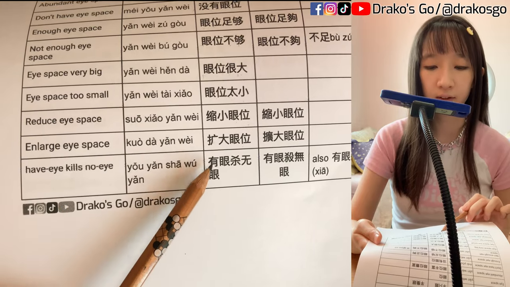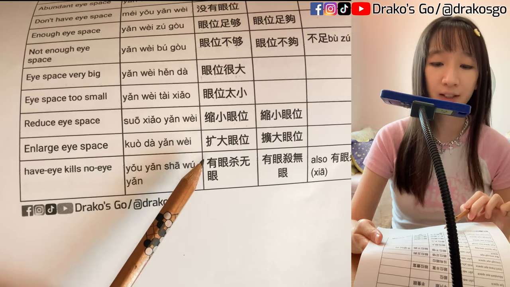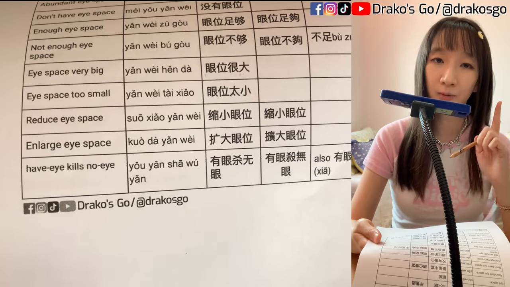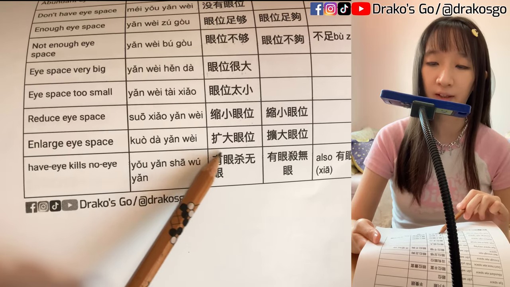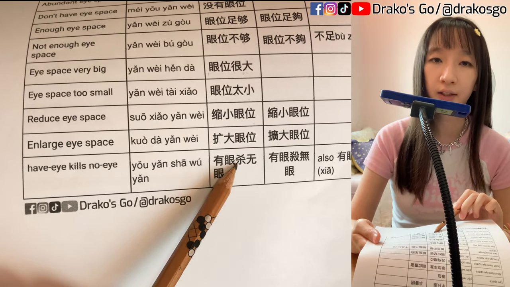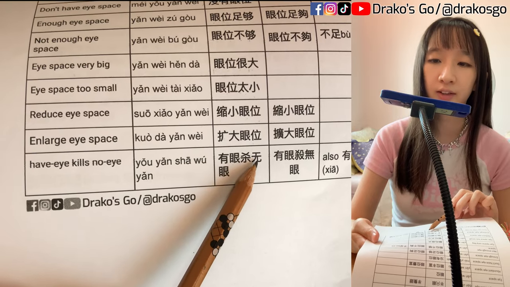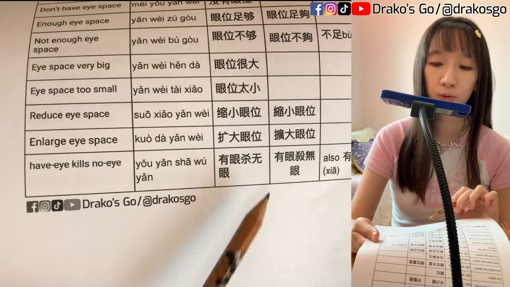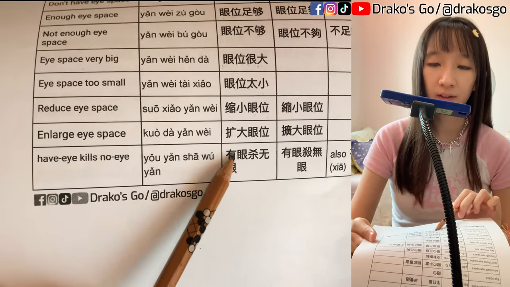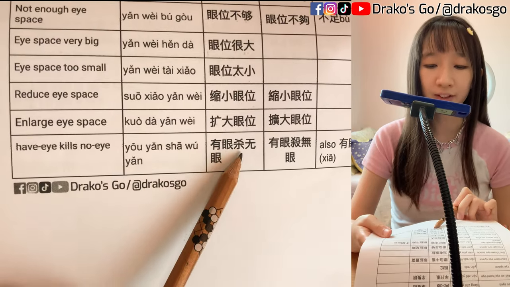And let's look at this first. 有眼, 有, just now we learned 有 is to have, right? If I say 黑棋有眼 or 黑棋有一只眼, that means black has one eye. So 有眼 is to have an eye or have eyes. 杀, we learned in the first video, 杀 is to kill. 有眼杀无眼. 无 is like a negation, negative, means don't have or no. So 无眼 means like no eye. So it's like having an eye kills no eye. 有眼杀无眼.